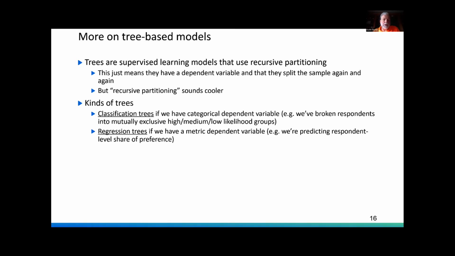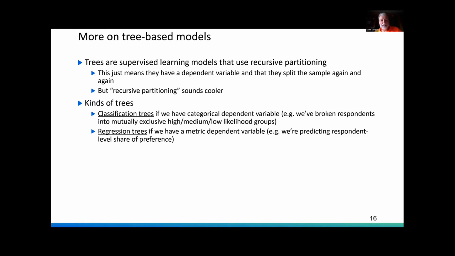A little bit more information about tree-based models. Trees are a kind of supervised learning model that use recursive partitioning. And that sounds really fancy. It just means that we have a dependent variable. That's what supervised means. And that we split the sample again and again. That's what recursive means. We repeat that process of splitting the sample. Of course, we can charge a lot more money for our work if we call it recursive partitioning, because that sounds a lot cooler. So we use names like that.